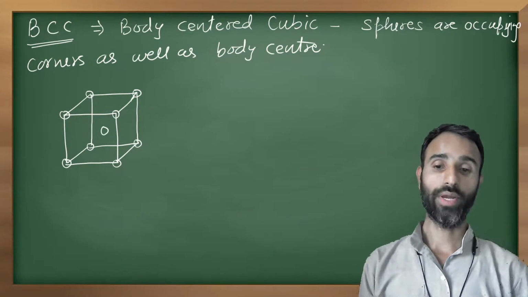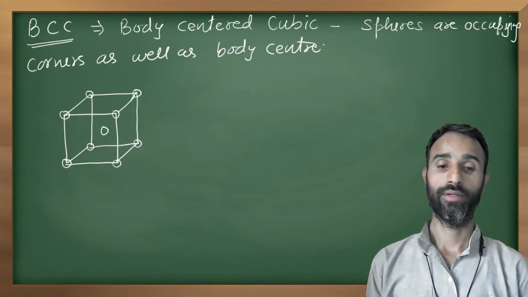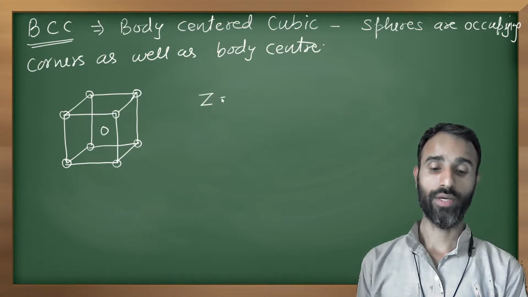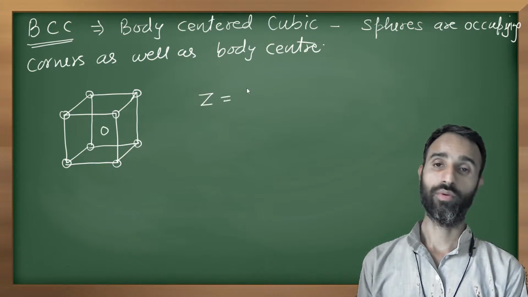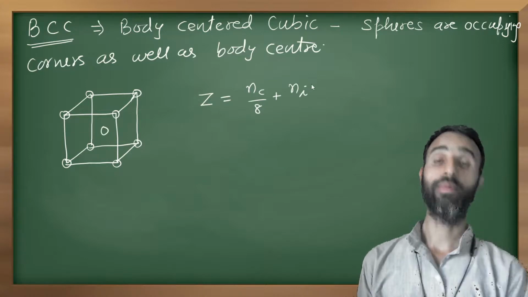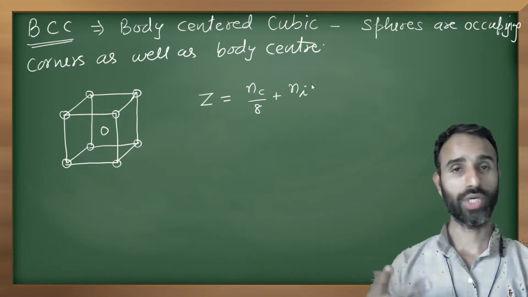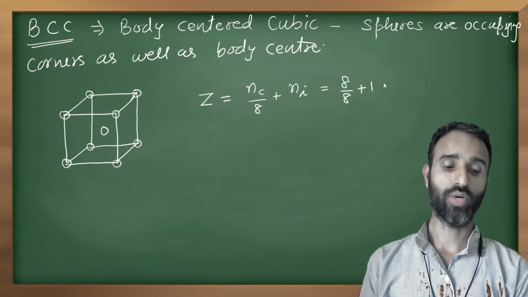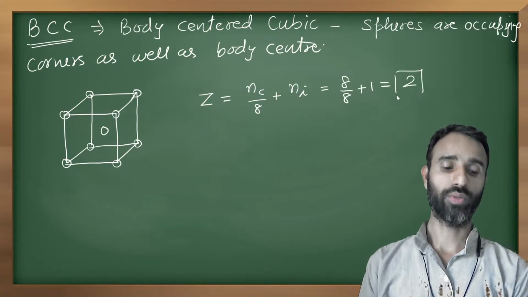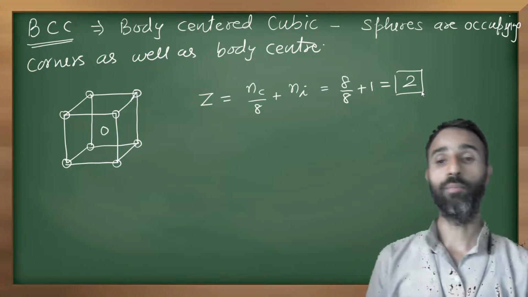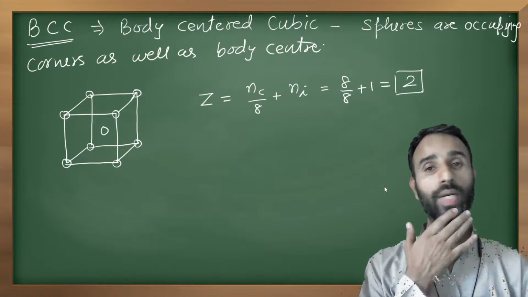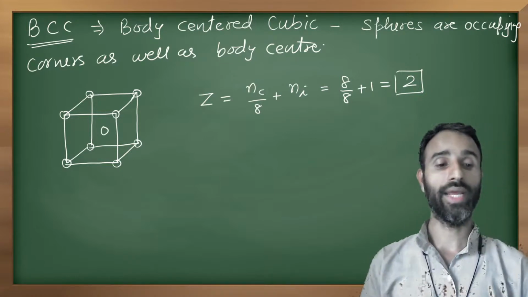So tell me now, what is Z? So Z comes out to be corner atoms divided by 8 plus one atom at the center, which is not shared by any other unit cell. So it is 8 by 8 plus 1, that is 2. So number of spheres per unit cell in BCC, that is 2. So this is Z. Now we will calculate the relation between R and A.